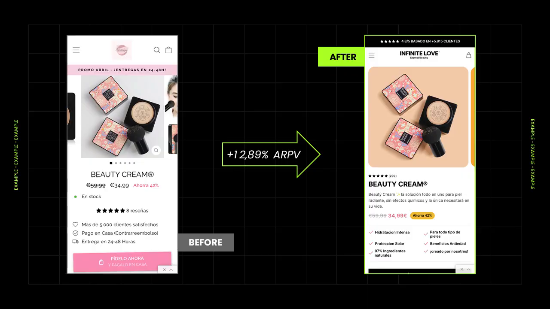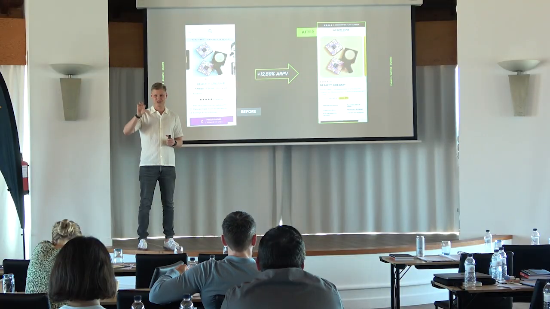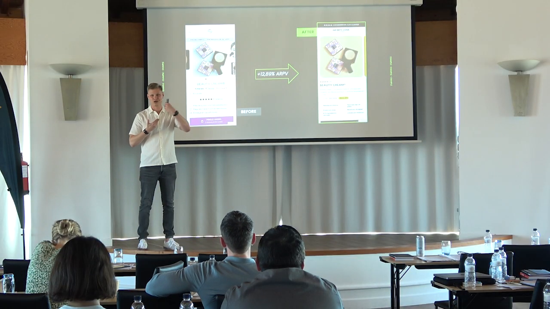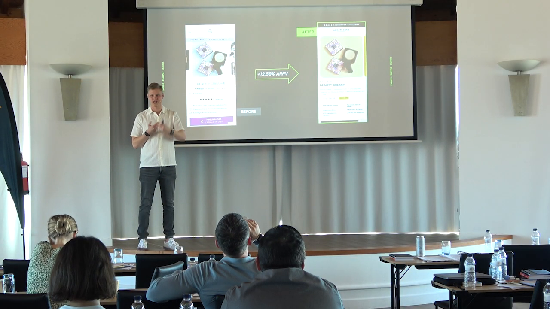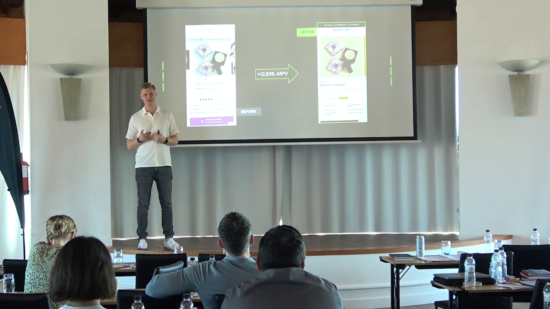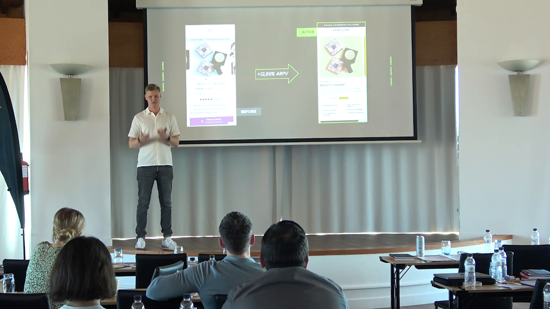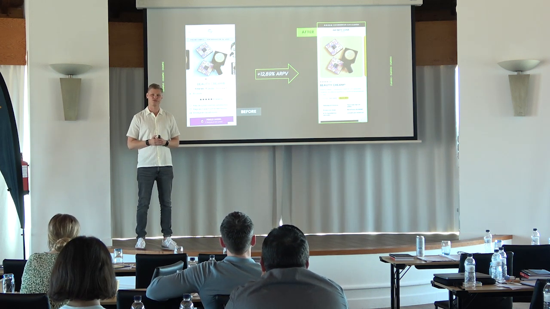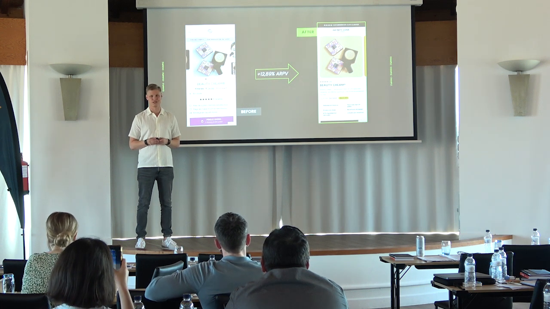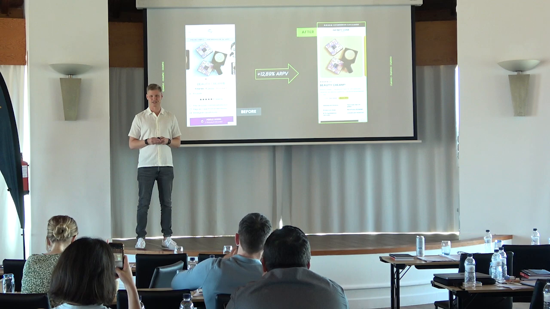We have to really give them the feeling that they're in the right place here. And here we have an example. At the bottom, we displayed the benefits on the right side. We made a clearer visual hierarchy. We improved how the images are displayed. And as you can see, it increased the average revenue per visit by almost 13%. So this also worked pretty well for us.